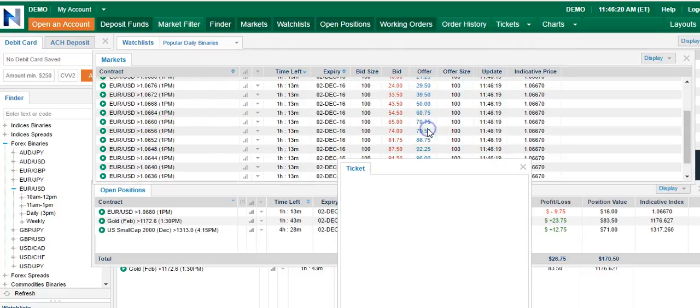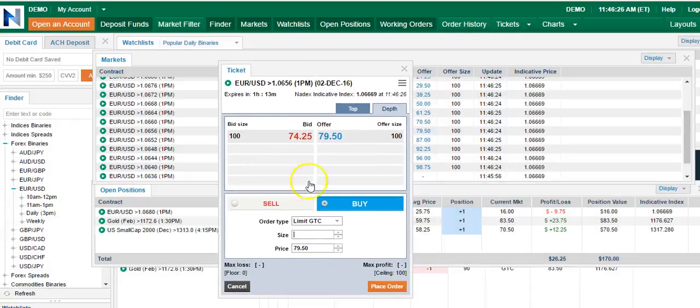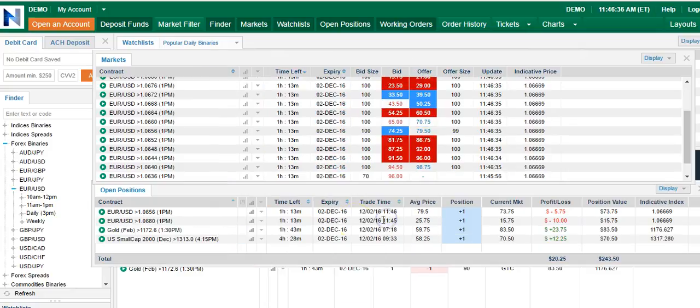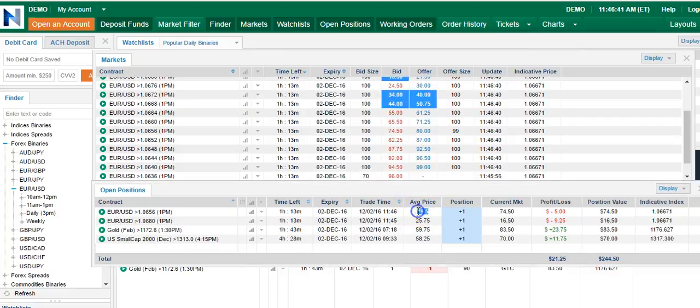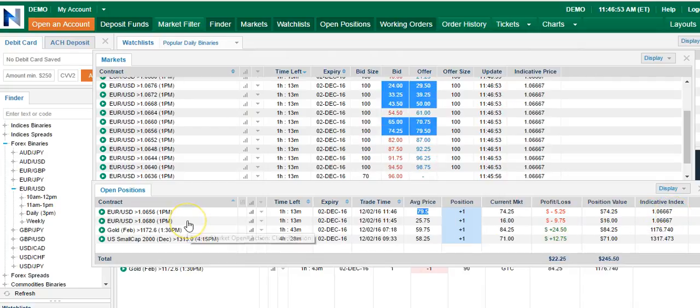And if I click on it here, again, the blue, the offer side, I change the size to 1. I'm going to move this to 80. So hopefully I get filled. I hit place order, and you can see I actually got filled at 79.50 here. So this particular trade is actually in the money by about 11 points. The current market is 106.68, and my trade is 106.56 in this last one.